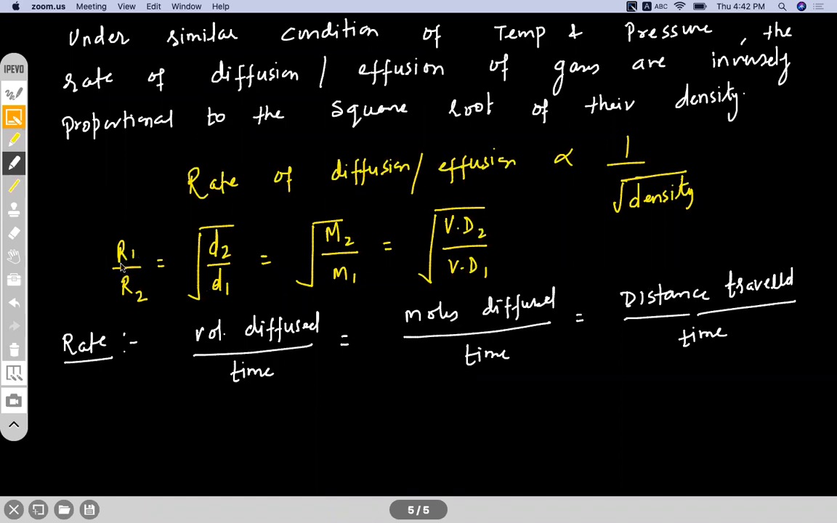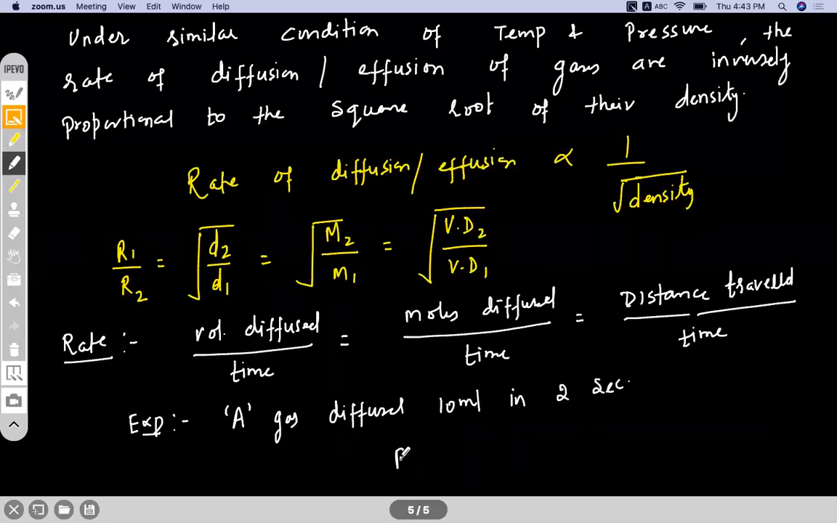This is the rate of two different gases, right, at the same condition, same temperature and pressure. So R1 by R2, the rate of one gas divided by the rate of the other gas, is equal to the density relation, molecular mass relation, and vapor density relation, right? And for any gas, we can always define rate like this. For example, we say a gas A diffuses 10 ml in 2 seconds, right? So what is the rate for this gas? The volume diffused divided by time, so it diffuses 5 milliliter per second. That is the rate of this gas.